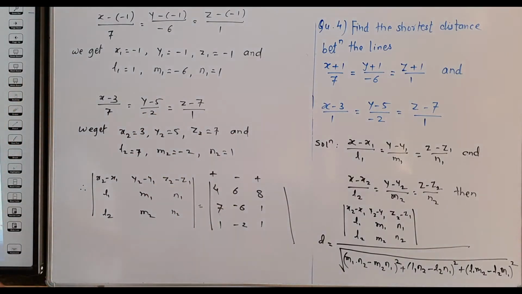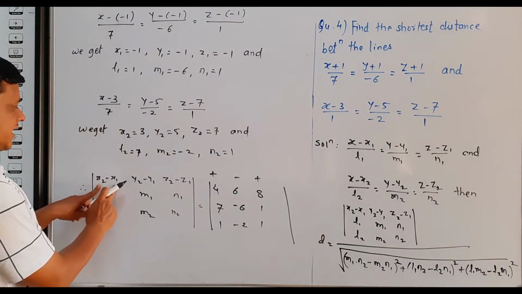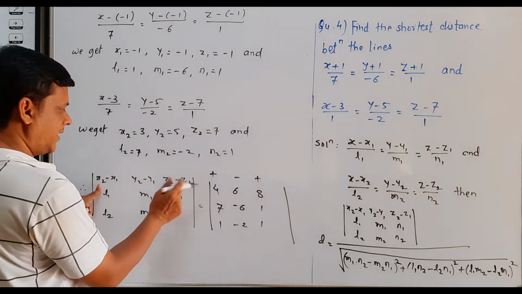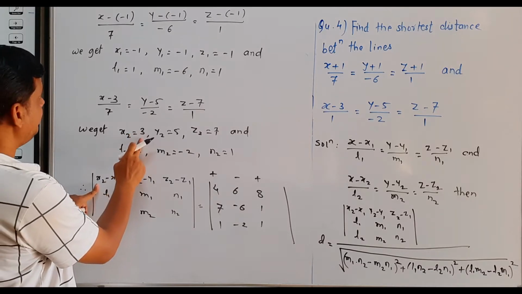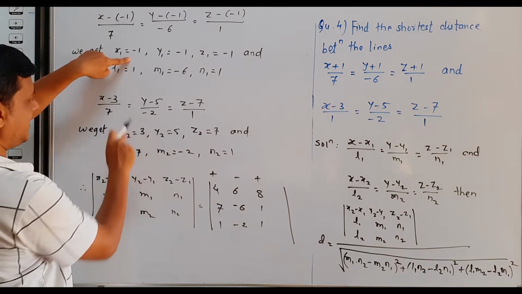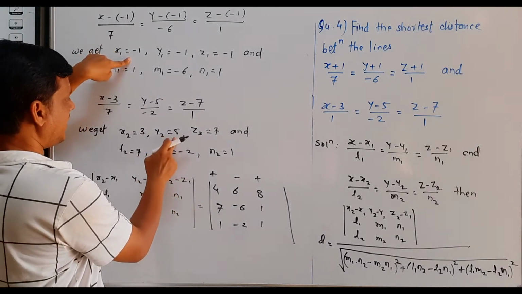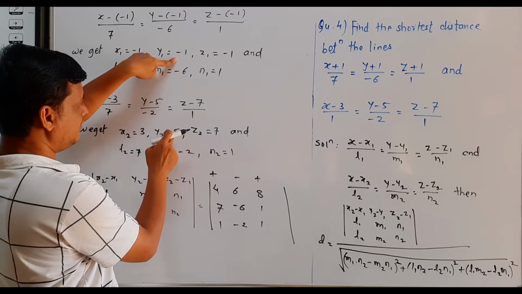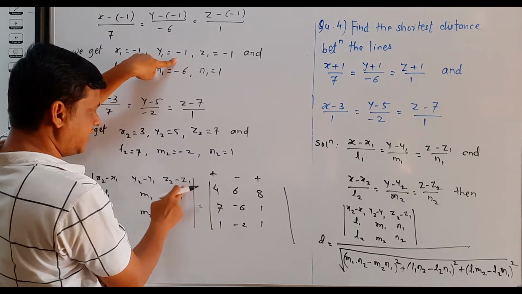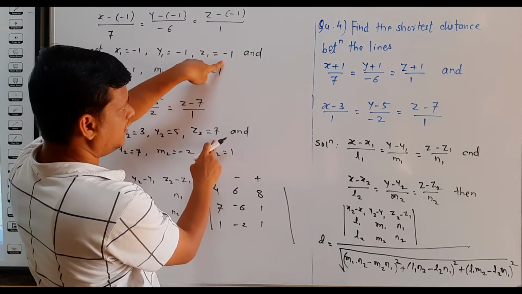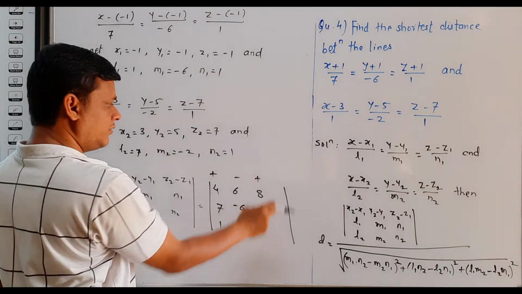So we have to calculate the value of this numerator first. We write x2-x1, y2-y1, z2-z1 in the first row. x2-x1 is 3 minus (-1), so minus minus gives plus, we write 4. Then y2-y1, y2 is 5, y1 is -1, so 5 plus 1, we write 6. Then z2-z1, z2 is 7 and z1 is -1, so 7 plus 1, we write 8.